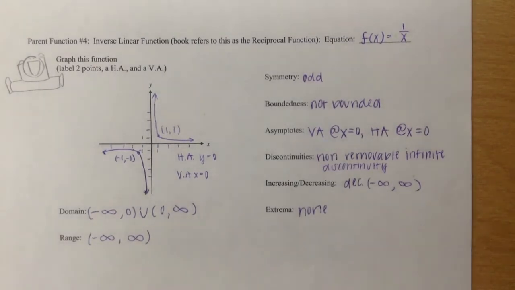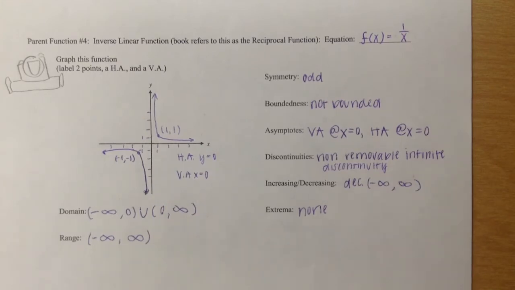So to find the domain, you have to look at the equation first, and there's an x in the denominator, so x can't equal 0. And 0 is the only value that x can't equal, so the domain can go from negative infinity to 0, not including 0, and from 0 to infinity.